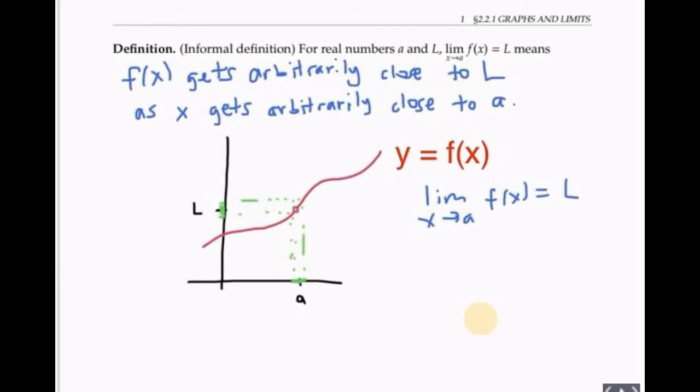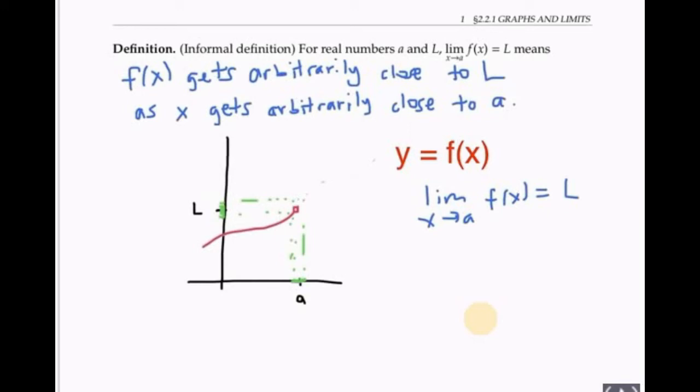So if I change this function's value at a, or even leave the function undefined at a, the limit is still L, but the limit does care about what happens for x values on both sides of a. If, for example, the function didn't even exist for x values bigger than a, then we could no longer say that the limit as x approached a was L. The limit would not exist.